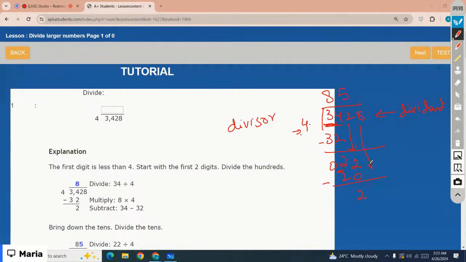Now bring the next digit down, that is 8. You need to count the table of 4 until 28. So 4 times what number is 28?